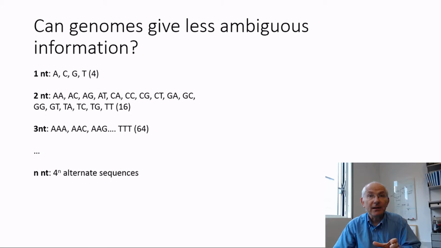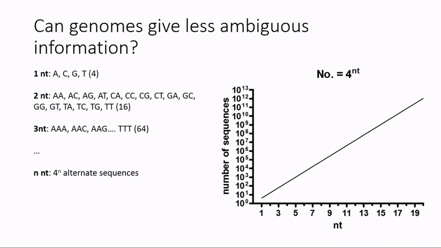Now the formula is that there are 4 to the power n alternate sequences, where n is the length of your sequence. And that little formula gives you a curve that goes up very rapidly. Here is the number of different sequences on a logarithmic scale against the length of the sequence in nucleotides. And you can see that even by the time you've got to 20 nucleotides, the number of different sequences you can have has got to a very large number. In fact, it's about 10 to the 12.